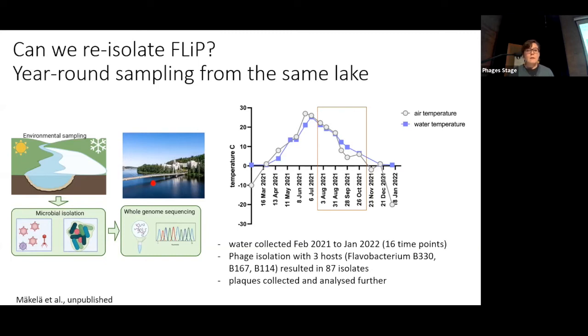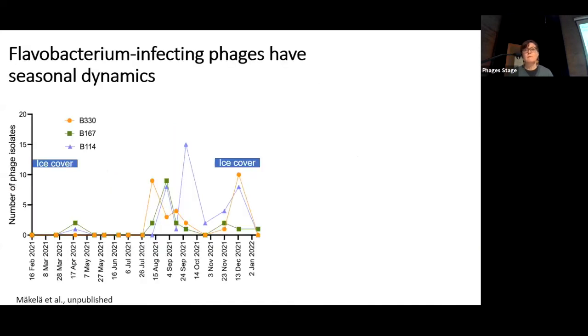So interestingly, we started to observe flavobacterial phages only at the very end of the summer. Now this figure tells you the number of new phage isolates from these samplings for each bacterial host used during the period.